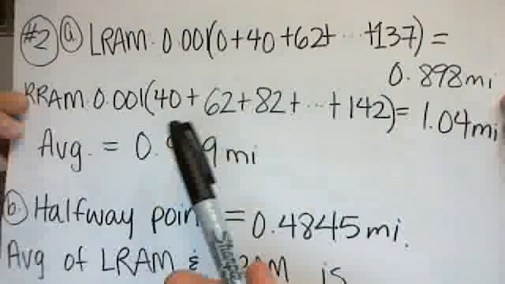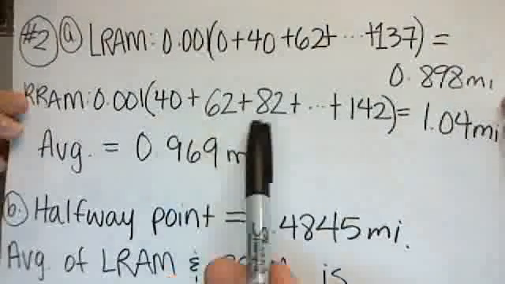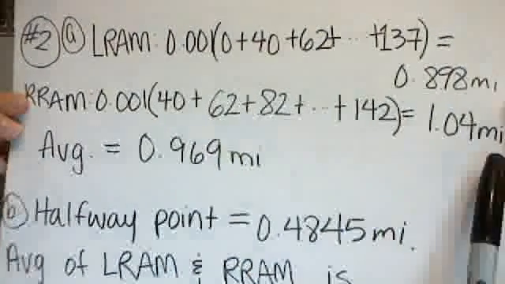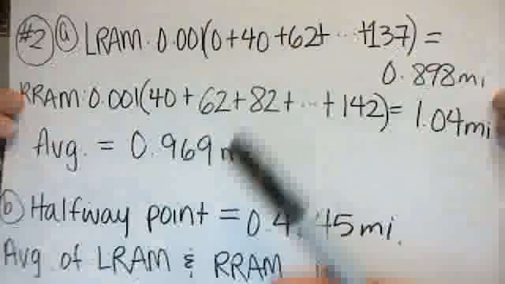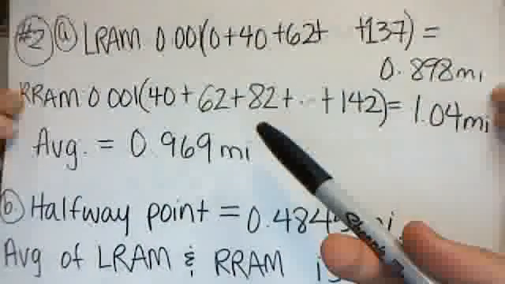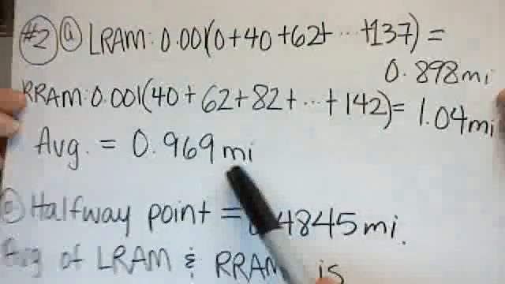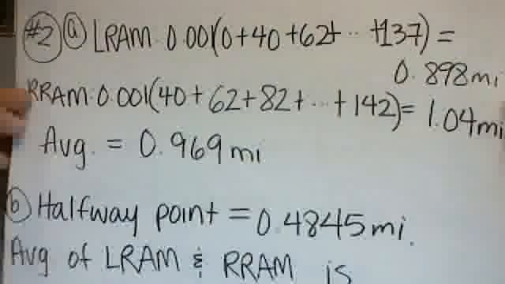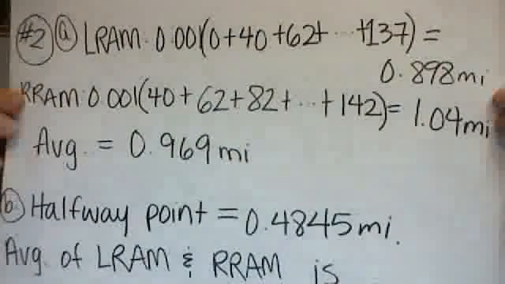then the right rectangular approximation method gave us 1.04. That's because the right one is to the right of the graph and it overestimated, and the left one was to the left of it and it underestimated. So taking the average of that will give you, of course, a better estimate of the distance traveled.